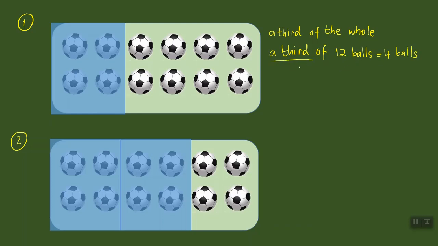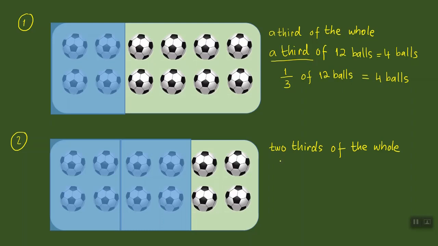We can change a third into the number symbol: 1/3 of the whole, that is 12 balls. A third of 12 balls is 4 balls. Okay, now let's move on to number 2. What part is covered by the blue layers now? It is easy. If number 1 is 1/3 part, then number 2 is, of course, 2/3 part of the whole. This is 2/3 of the whole. Can you see?